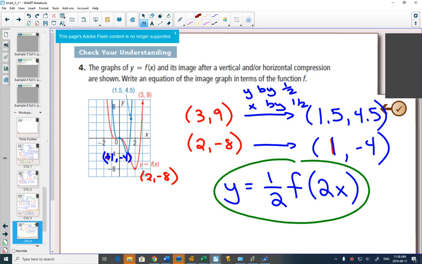Questions for practice here. 5, 12, 13, and 14.